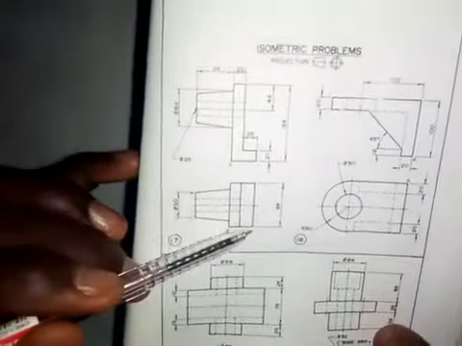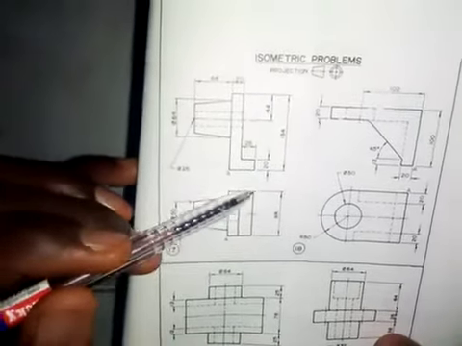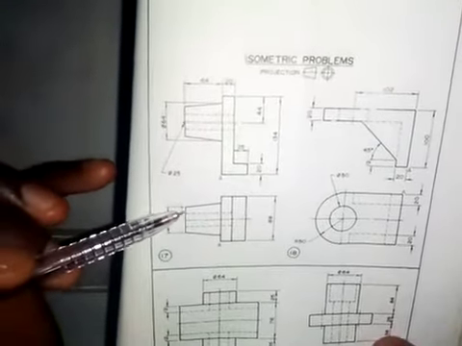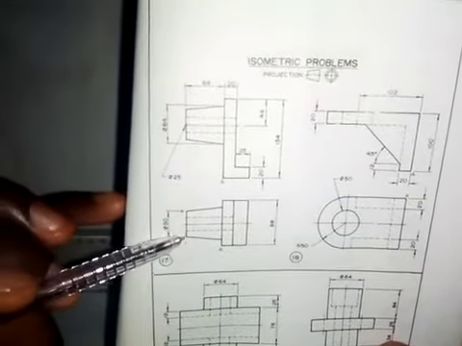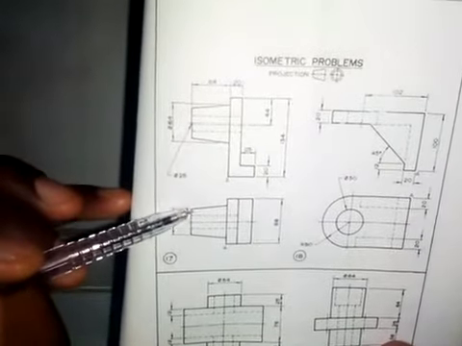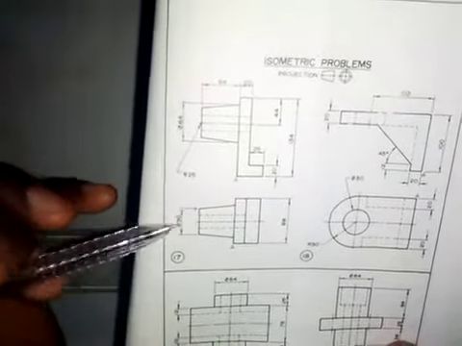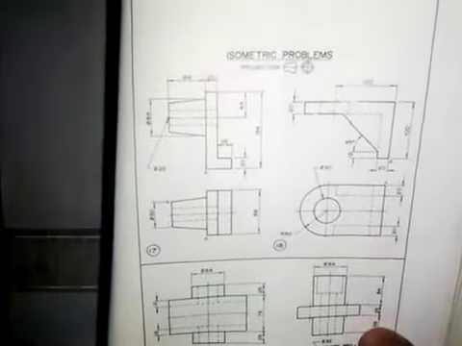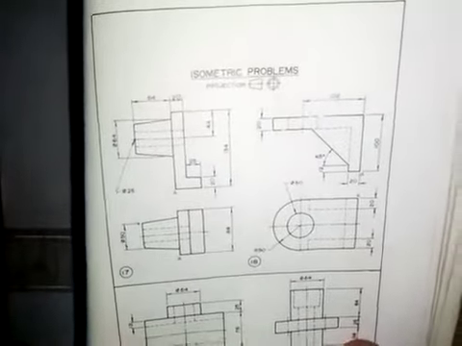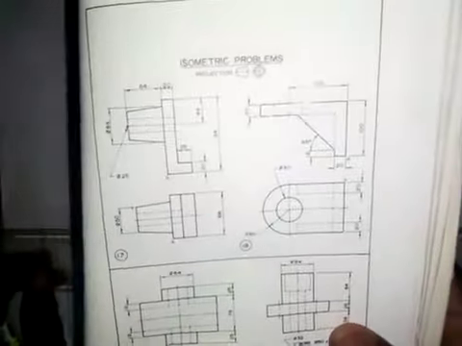Now in the plan, the length of this rectangle from here to here is 88 millimeters, and for this circular, conical part, the distance from here to here, or the diameter, is 50 millimeters. We are going to put all these dimensions together to obtain the isometric view of this object. So let's go and see what we need to do.